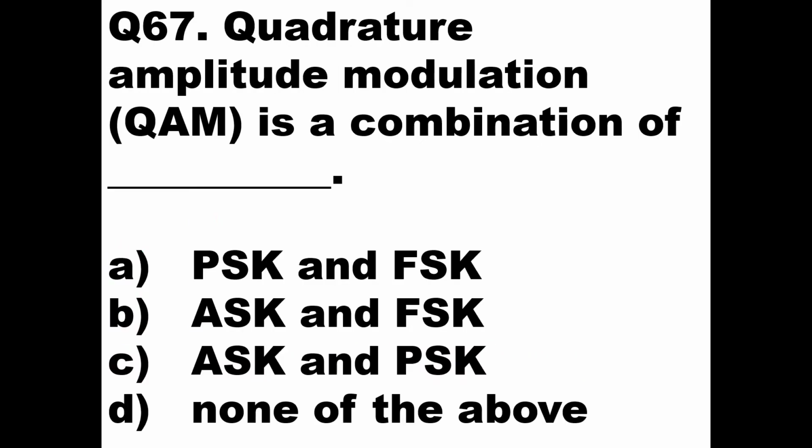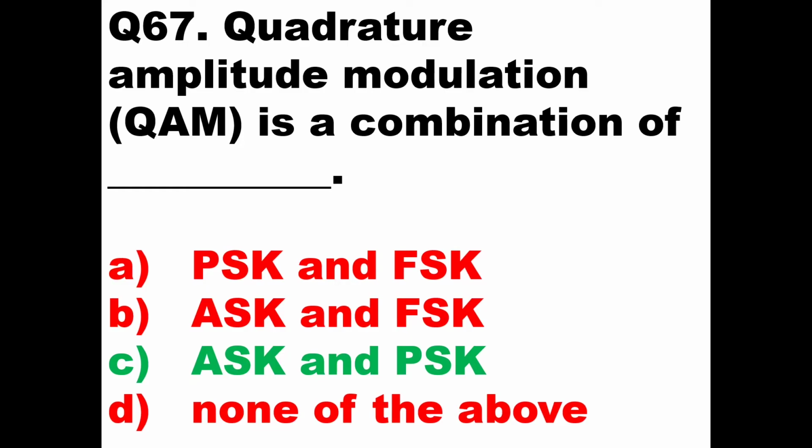Then we'll go to the next question, question number 67. Quadrature amplitude modulation, QAM, is a combination of what? Quadrature amplitude modulation is a combination of amplitude modulation, and because it is quadrature, phase is going to matter over there, phase shifting. So it is ASK and PSK. Option C: ASK, amplitude shift keying, and PSK, phase shift keying. Both of these together make up quadrature amplitude modulation, QAM.